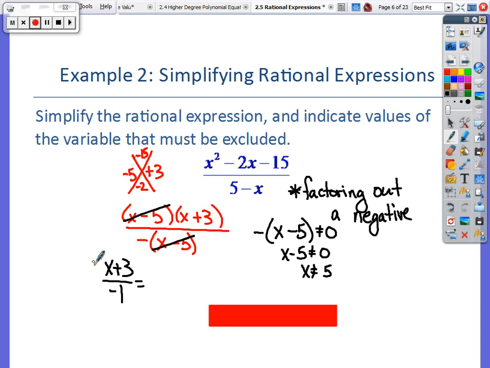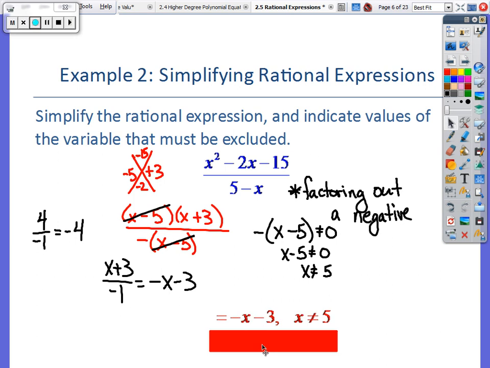Maybe what we should do is go ahead and put this negative on top. It's a lot like if I had 4 over negative 1. What is that the same as? Well, it's the same as the opposite of 4, or negative 4. So we can bring that negative to the top. You just got to make sure to share it, and we get the opposite of x minus 3, where x does not equal 5. If you take a look at this final answer, we would have the exact same answer there. Factoring out a negative will come into play once in a while. Keep an eye out for that.